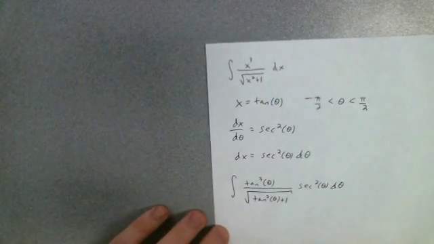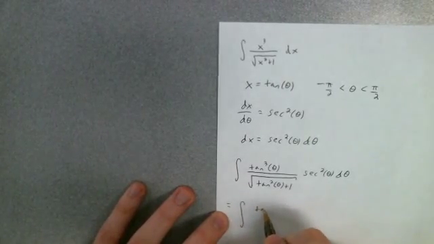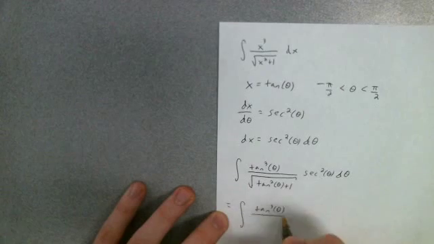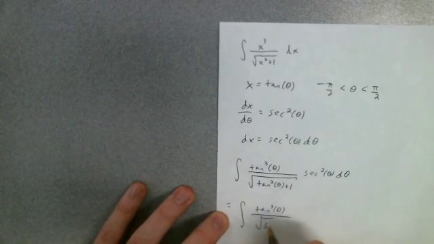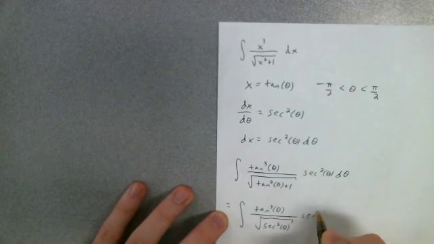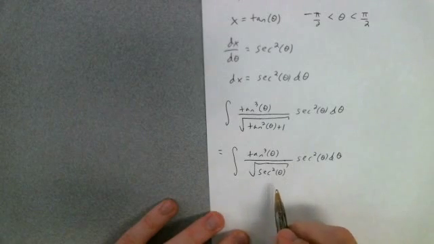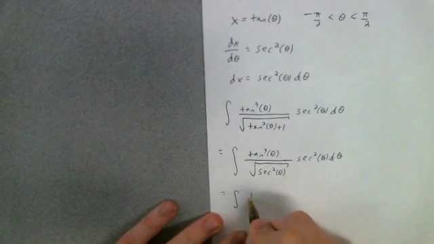Now we'll just do some simplifying. All right, so on the bottom there, tangent squared plus 1, it's secant squared. So say, okay, square root of secant squared. It's the absolute value of secant.